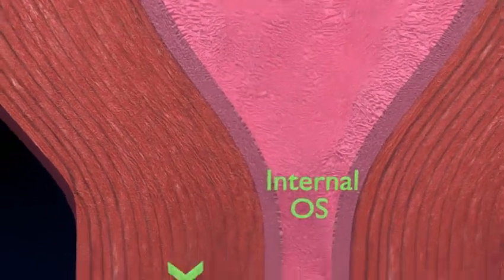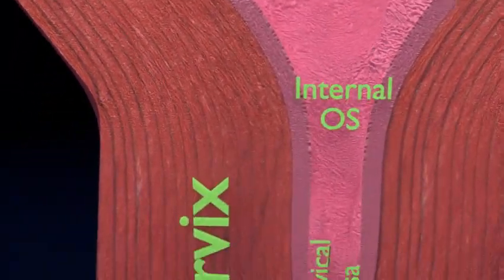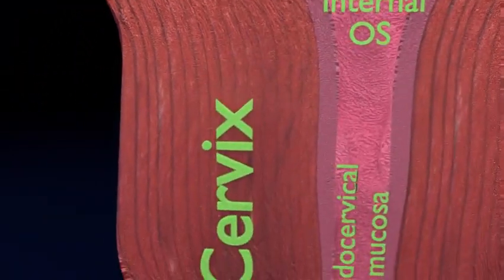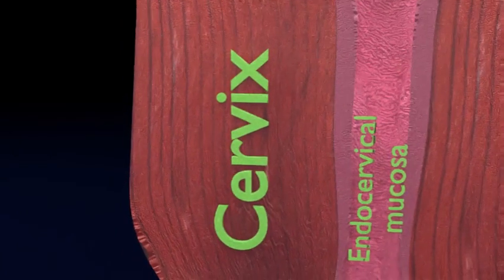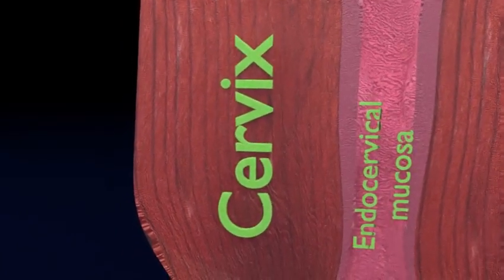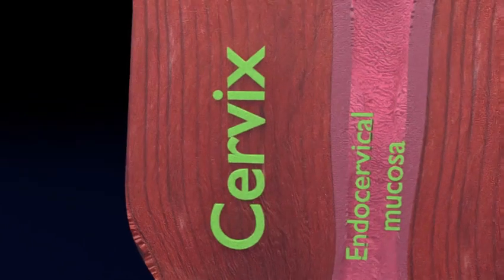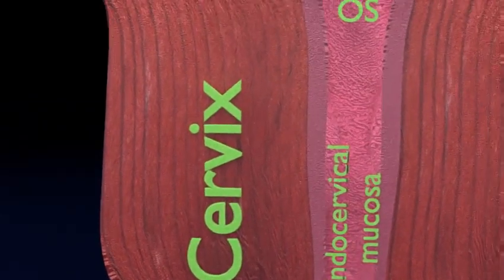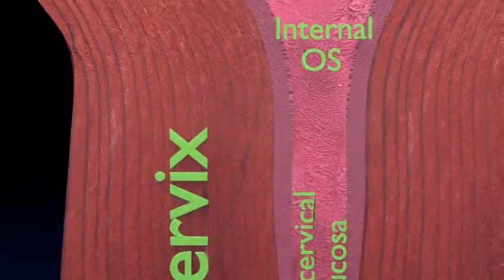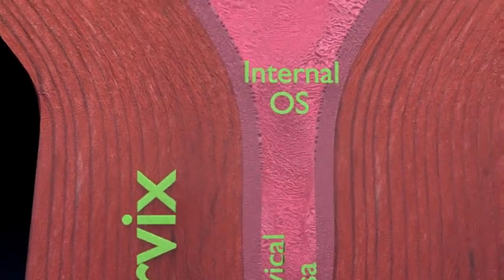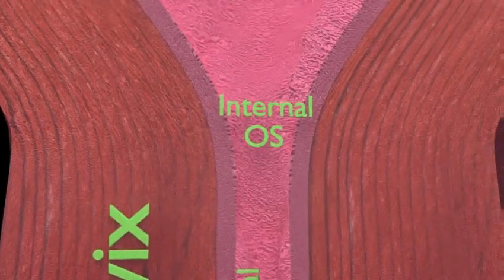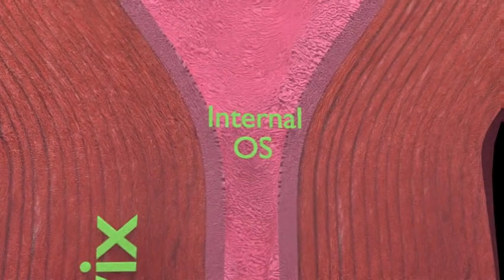Now let us discuss the cervix. The cervix is usually 2 to 3 cm long and roughly cylindrical in shape, which changes during pregnancy. The cervix is the lower part of the uterus. It has a narrow central cervical canal connecting the uterine cavity and the lumen of the vagina.